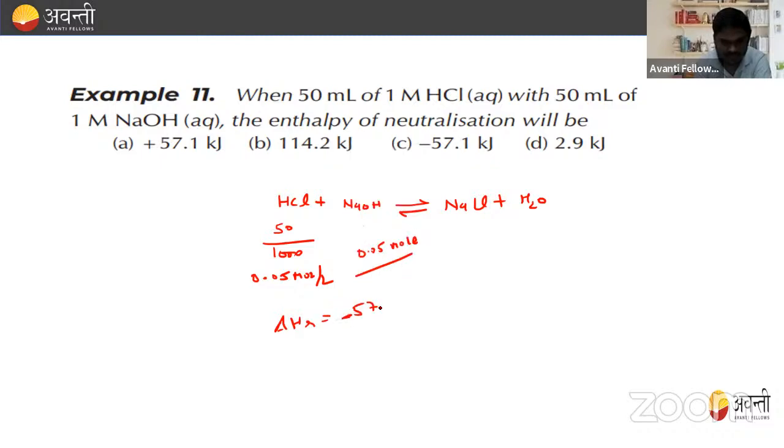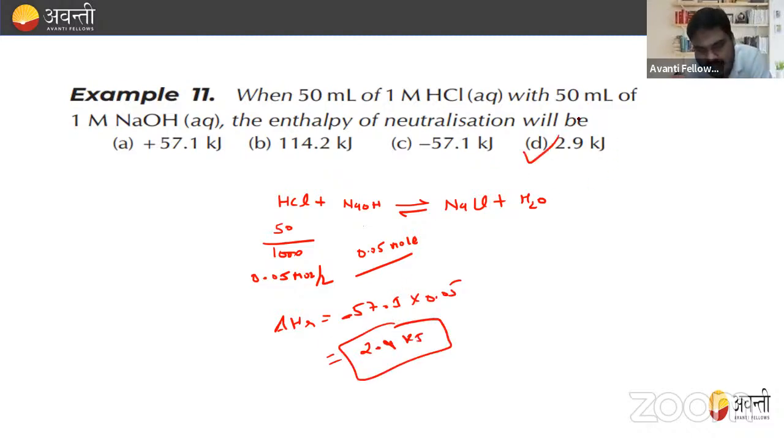minus 57.1 into the value 0.05. So you'll get 2.9 kilojoule, right? So this is the correct answer. I hope you understand this thing.